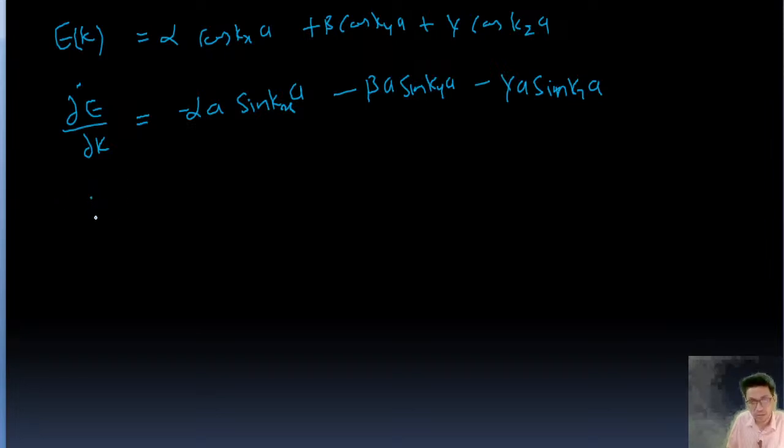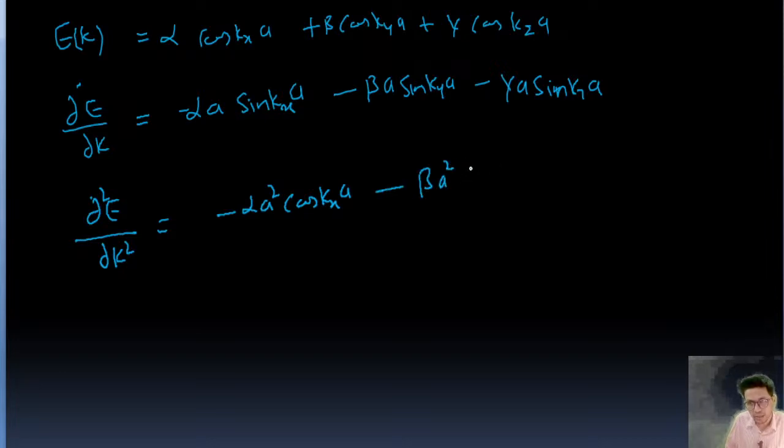Okay, now we'll differentiate it again. So this is going to be del square E upon del k square, and this value is going to be minus alpha a square cos kxa minus beta a square, my apologies, cos kya. Okay, differentiation of sine is cos, differentiation of cos is minus sine, right? So minus gamma a square cos kza, right? So now we have this value del square E upon del k square.